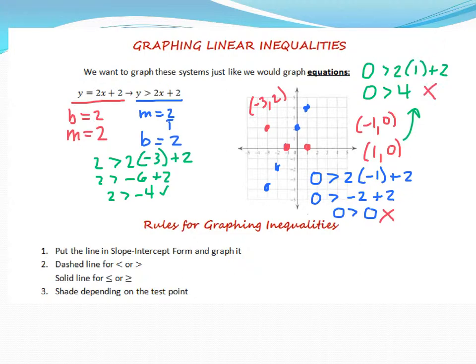So let's take a look at our 3 points. When I chose my point above the line, negative 3, 2, notice how my inequality worked out. When I chose the point on the line, it didn't work out. It should have been equal to. And when I chose a point below the line, it also didn't work out. So that means when I have this inequality of greater than, points above the line are points that are a solution. On the line, no, and below the line, no.